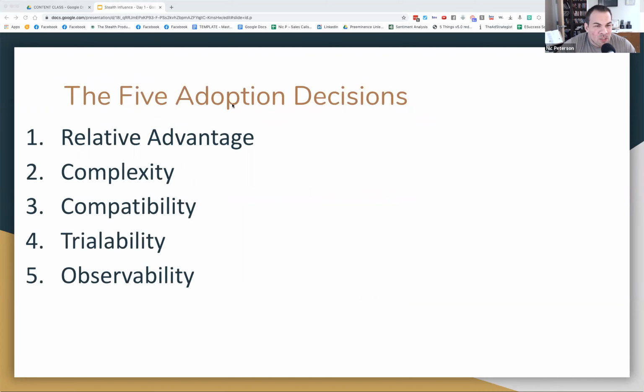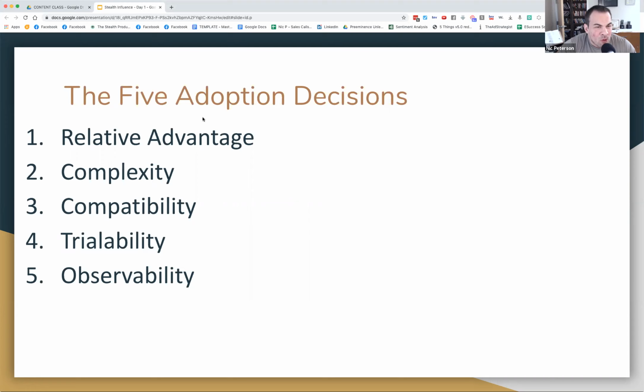And the 5 adoption decisions, we're going to dive deep into this later this week, but I want to introduce them so you can start kicking them around. These are the 5 things that people weigh before they buy or adopt a new decision or change of behavior. Okay. Relative advantage. What is the advantage of what you're selling me? What is the advantage of doing what you're selling me over what I'm doing right now?